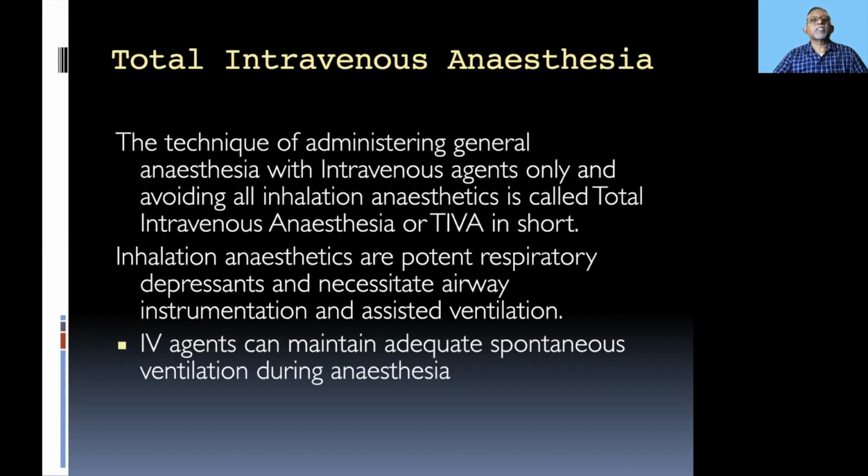The technique of administering general anesthesia with intravenous agents only and avoiding all inhalation anesthetics is called total intravenous anesthesia, or TIVA in short. The inhalation anesthetics are potent respiratory depressants and necessitate airway instrumentation and associated ventilation for maintenance. IV anesthetics directly enter the central compartment, bypassing the lung, and exert their effects. There are useful IV agents like ketamine and dexmedetomidine, which maintain adequate spontaneous ventilation while providing surgical anesthesia.